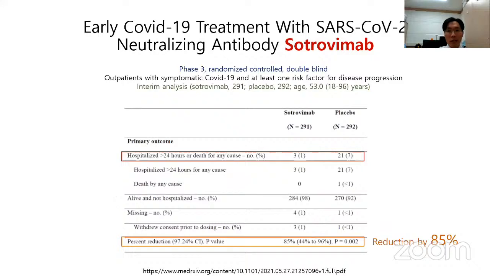The last monoclonal antibody that I want to talk to you about is sotrovimab. This is a phase 3 study. If you see the interim analysis result, the treatment with sotrovimab decreased the percentage of hospitalization or death from any cause. The size of reduction is about 85%.